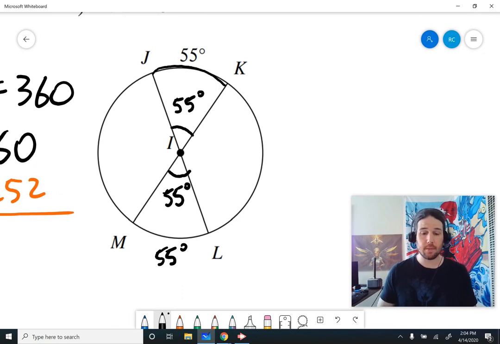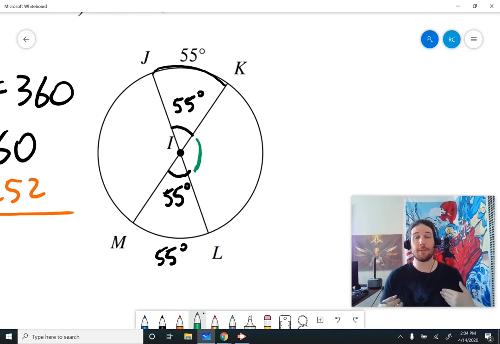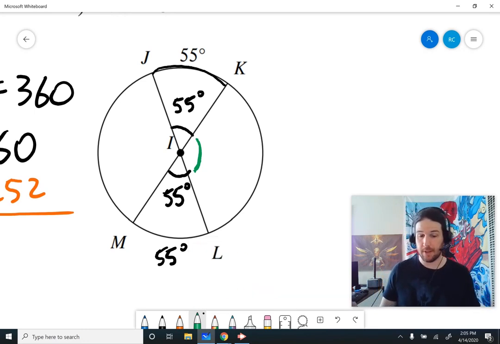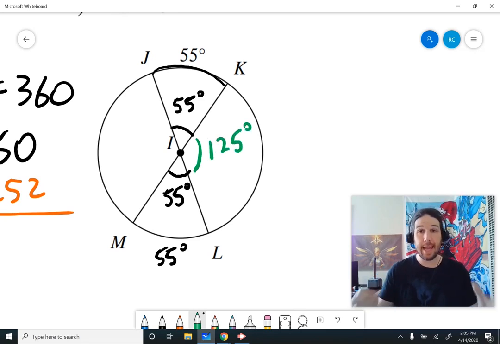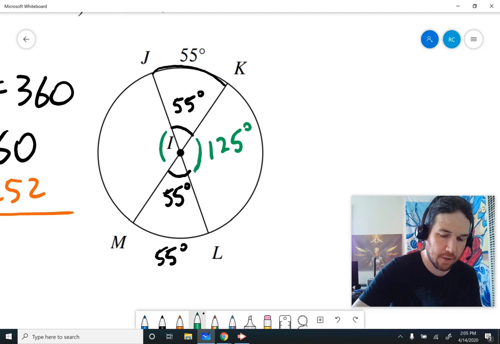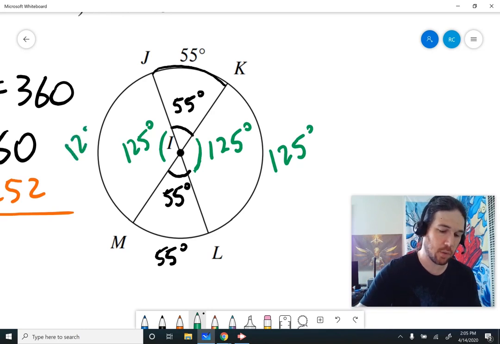Now, these are straight lines, which means we can say that this angle here is 180 minus 55, right? A straight line is 180, we've got 55, so it's 180 minus 55, which is, I believe, 125. And again, just like everything else, if that one angle is 125, well then so is this other angle by vertical angles. And so is this arc, and so is this arc JM, 125 degrees.